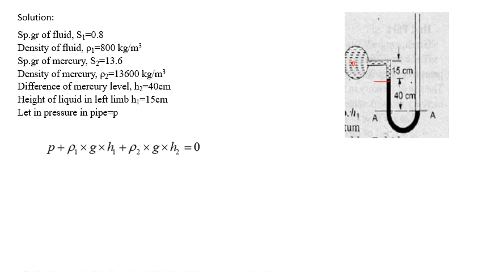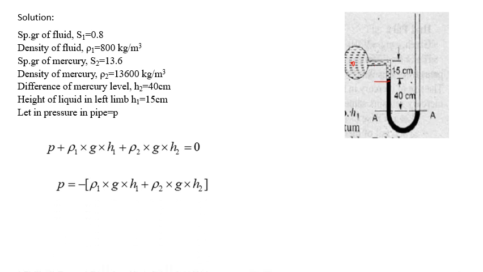So now write the expression as the pressure at point P, plus the pressure for the height of 15 centimeter, plus the pressure for the height of 40 centimeter. So P plus rho 1 g h1 plus rho 2 g h2 equals 0. That means the pressure above the AA line in the right limb is equal to 0 because that is atmospheric pressure. So that is taken as atmospheric pressure, equal to 0.